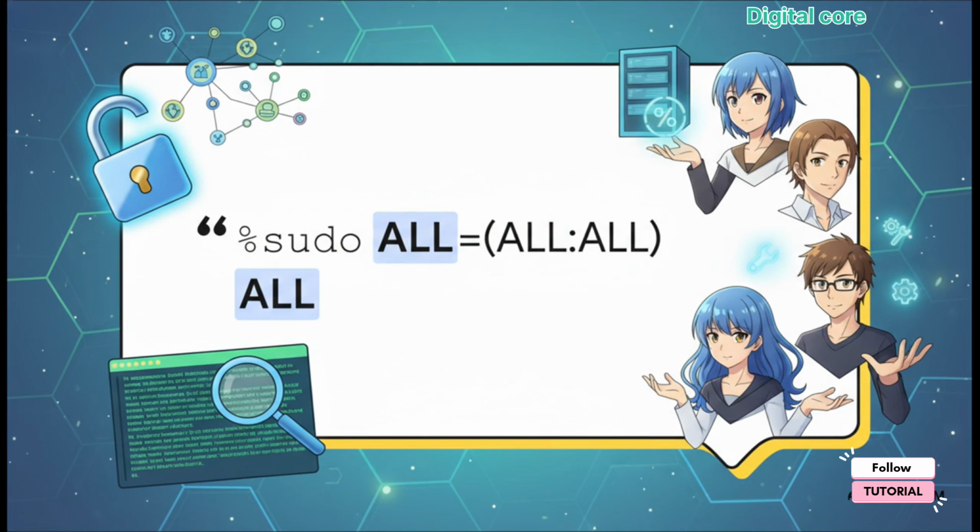So inside that file, you're going to find rules that look something like this. Now, I know it looks a little cryptic, but let's break it down. That percent sign at the beginning means we're talking about a group, not a single user. In this case, the group is named sudo. The rest of it basically says that anyone who is a member of the sudo group can run any command on any machine as any user. It is total absolute power, and it's a super common way to give people sudo access.